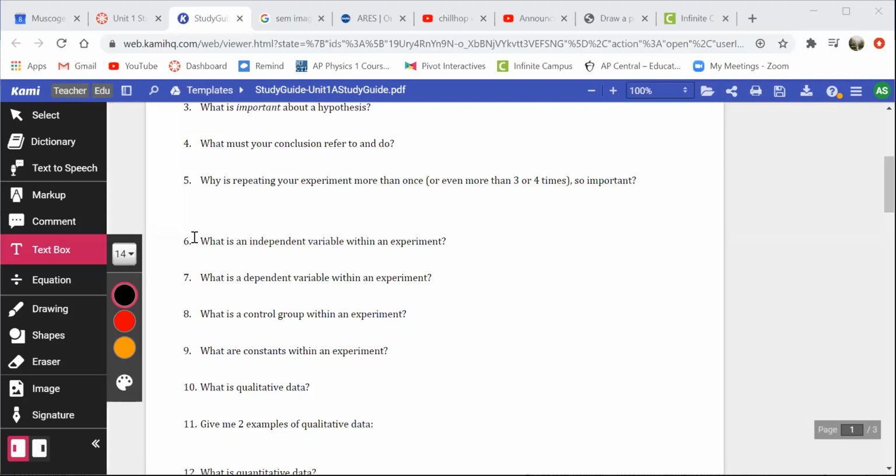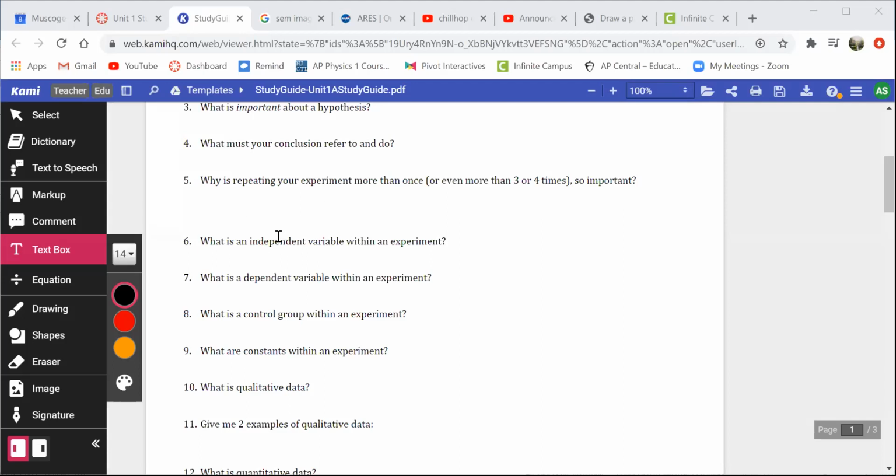Then number 6 is what is an independent variable within an experiment? The factor you change on purpose. There we go. So this is the variable you're actively changing and you're manipulating. You are moving that from one end of the spectrum to the other. You're trying to find a way to control this variable and change it. So this is what you are actively changing.